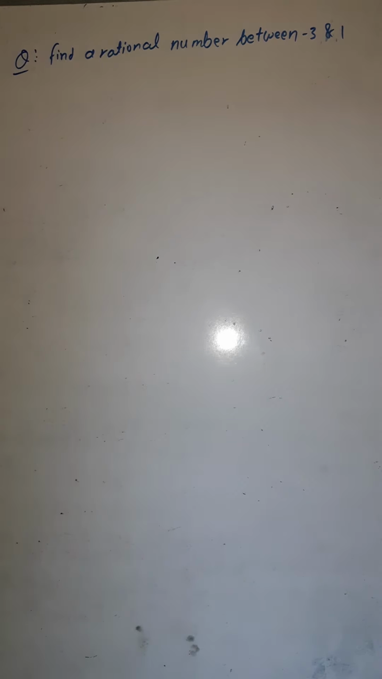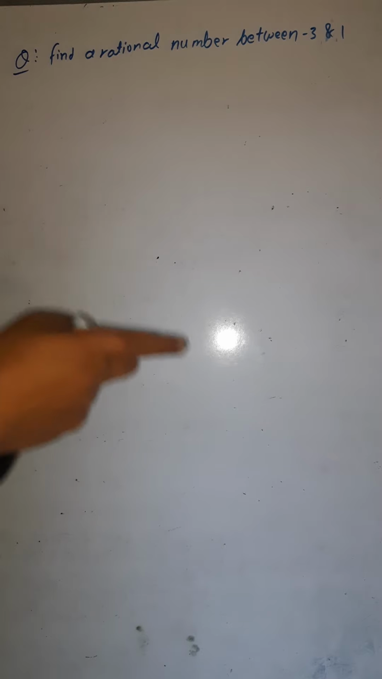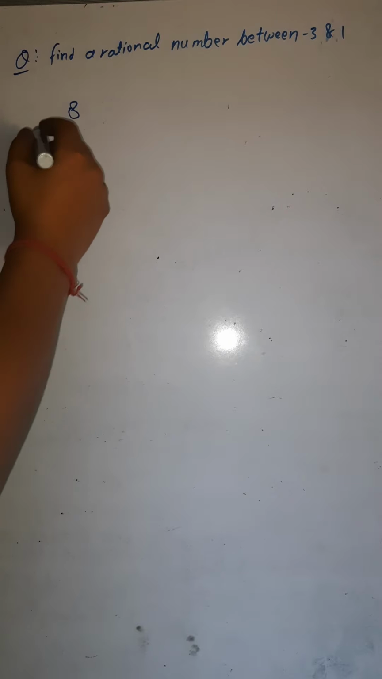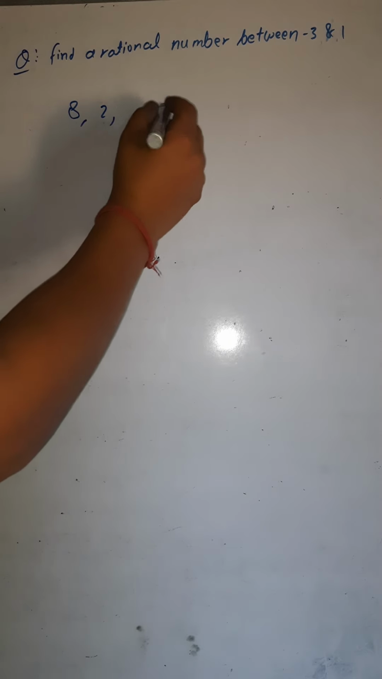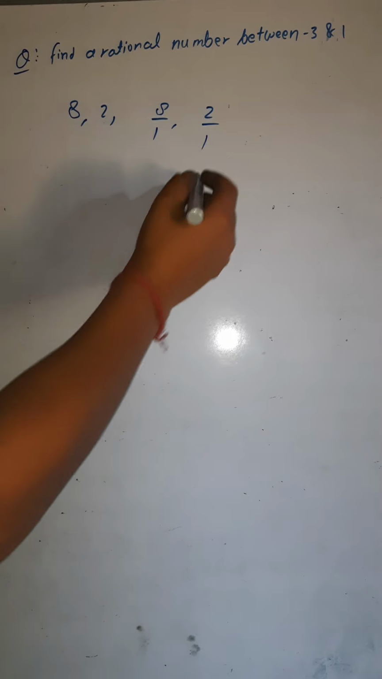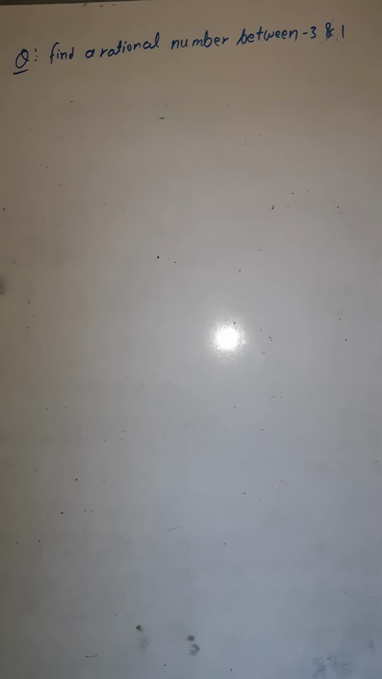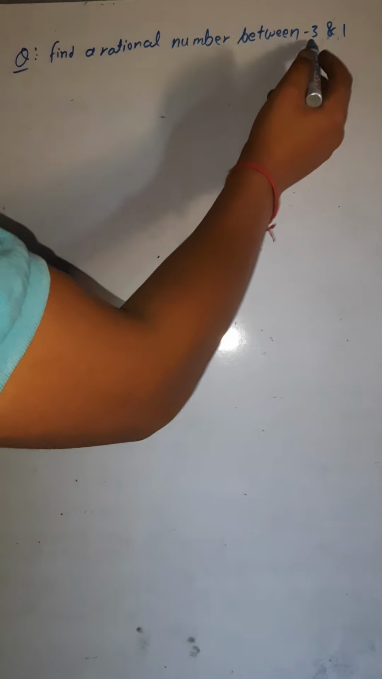Rational numbers, you might be knowing, are the numbers which can be written in the form of p by q. Like 8 is a rational number, 2 is also a rational number, because 8 you can write as 8 by 1, 2 you can write as 2 by 1. All these are rational numbers. So you have to find a rational number between minus 3 and 1.